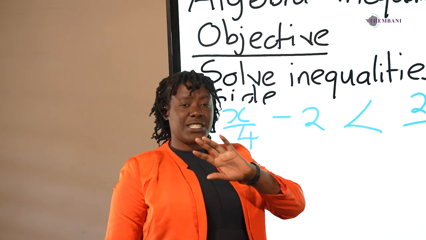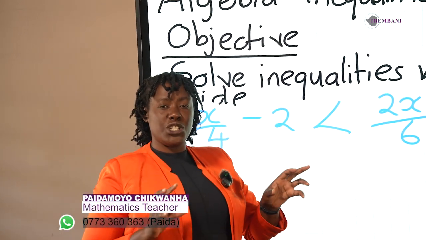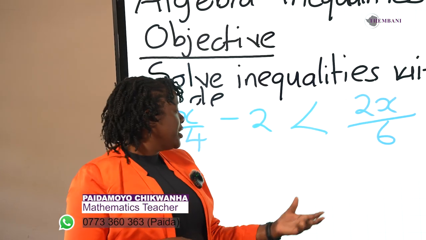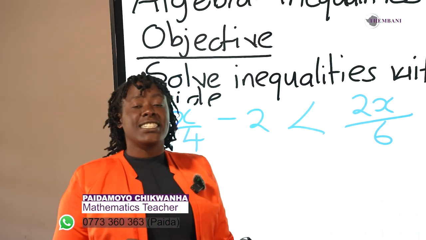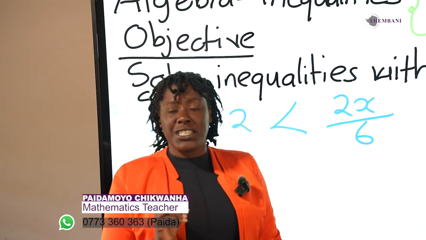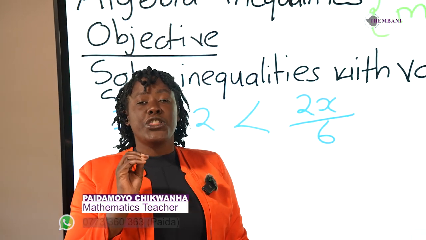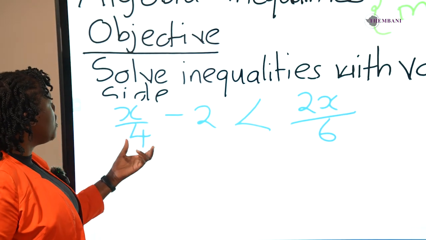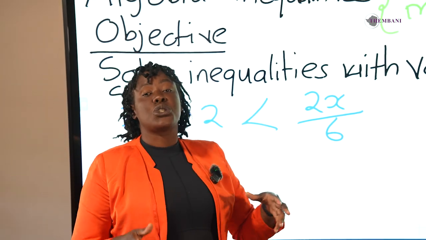Remember, whenever you are faced with a fraction, the first thing that you need to do is remove the fractional component. How do you remove the fractional component in this case? You first find the LCM of the denominators. By LCM, I mean the lowest common multiple. So the lowest common multiple of 4 and 6 is 12.